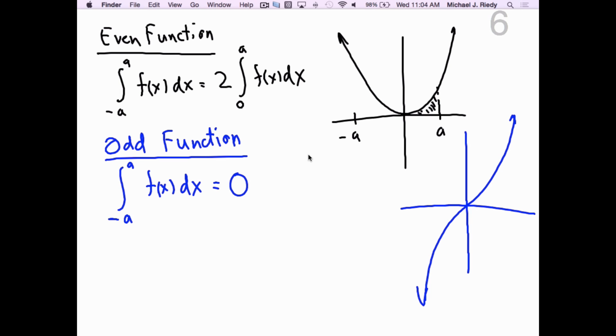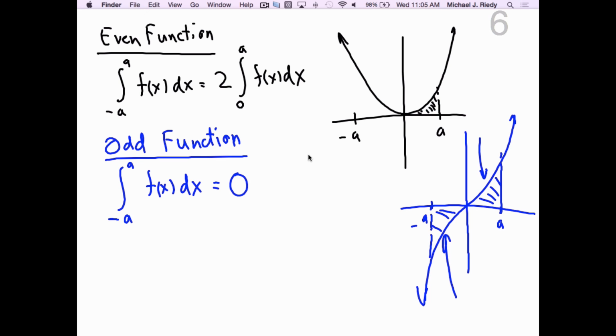Trust me, you're going to want to remember this, because you're going to get some nasty odd function. You're going to grind out all the work, plug in negative a and a, subtract the 2, and then you're going to get 0, and then you're going to swear. If you just realize that if I go from a to negative a, this area matches this area, except that one's positive and that one's negative. Great. What if it was shifted left or right? Doesn't work. Because then it wouldn't be an odd function anymore.